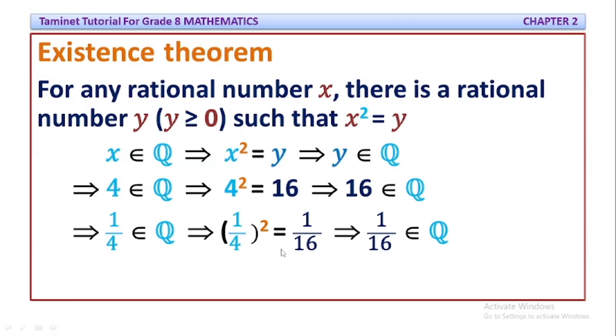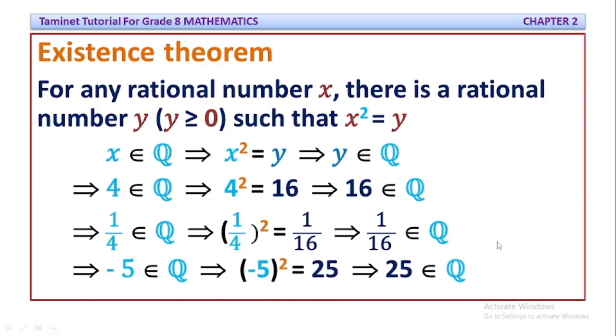So 1/4 is an element of rational numbers. 1/4 square is equivalent to 1/16. We cannot get any other number. So 1/16 is an element of rational numbers. -5 is an element of rational numbers. -5 square is 25. We cannot get any other number. So 25 is an element of rational numbers. So this is the existence theorem in the set of rational numbers.